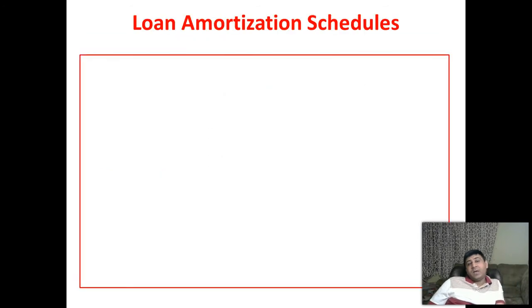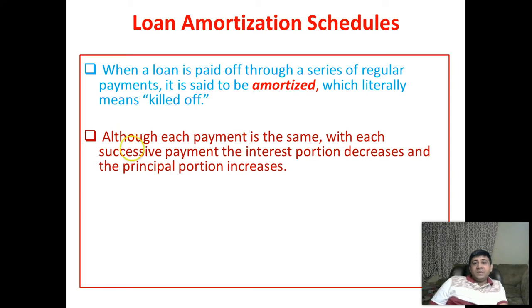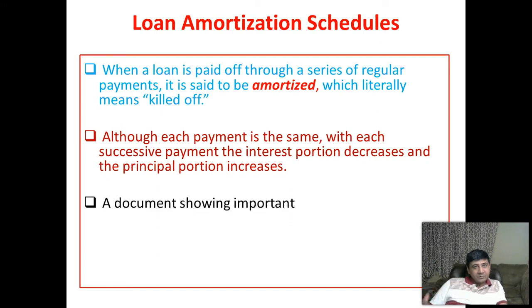Anyhow, let's look at how the loan schedule, the amortization schedule, works. This term amortized basically means killed off. When a loan is paid off through a series of regular payments, it is said to be amortized. As I said, this means basically finished off, killed off. Although each payment is the same, with each successive payment the interest portion decreases and the principal portion increases. So most of the money we pay in the first 10-15 years goes to the interest. We are not even paying what we owe, we're just giving them the interest. That's where they make money.